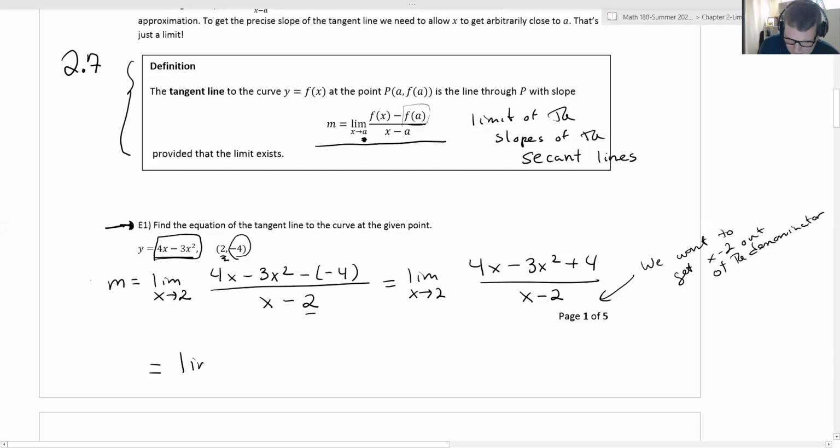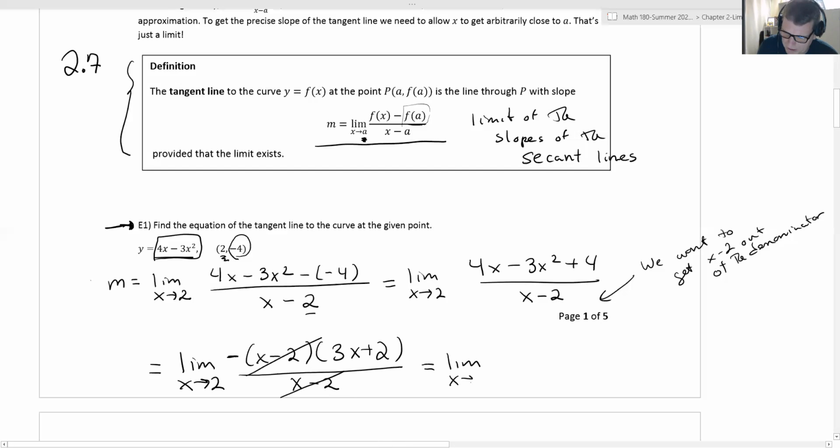So now we got here, the limit as x approaches 2, and we have x minus 2 times 3x plus 2, divided by x minus 2. That's my factor. I will cancel my x minus 2's out, and I'll end up with the limit as x approaches 2 of negative 3x plus 2, and then I could just substitute. That's going to equal negative 3 times 2 plus 2, which equals negative 8.